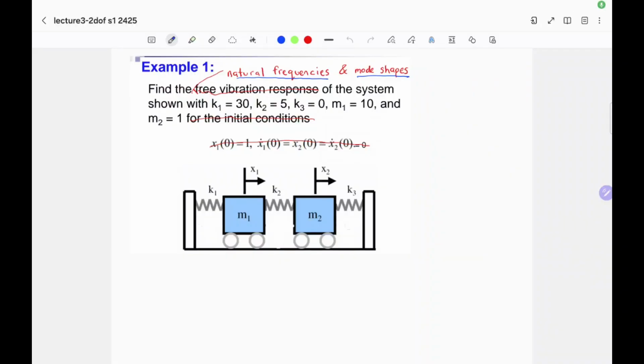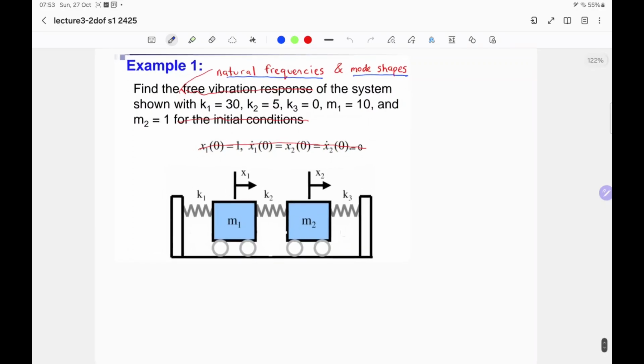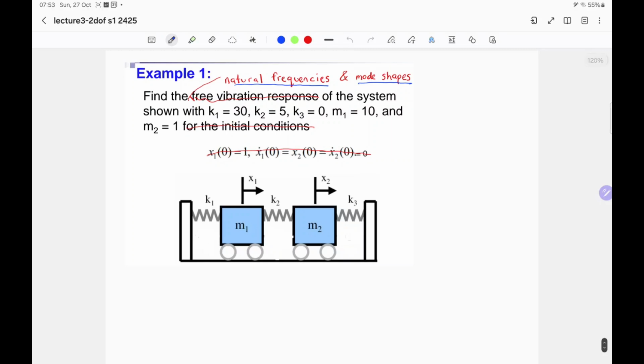Right now, we're going to solve an example of a 2 degree of freedom system. So let's say we look at example number 1 here, but I have edited it a bit. The question asks us to find the natural frequencies and mode shapes of the system shown, given that K1 is equal to 30 Newton per meter, K2 is 5 Newton per meter, K3 is 0, M1 is equal to 10 kilogram, and M2 is 1 kilogram.